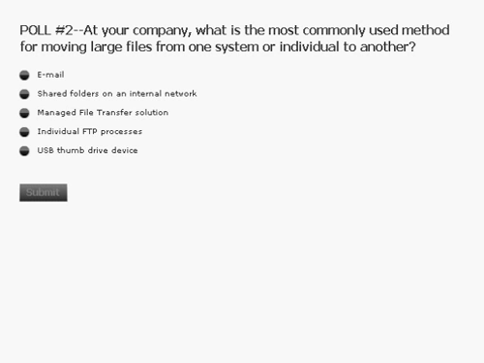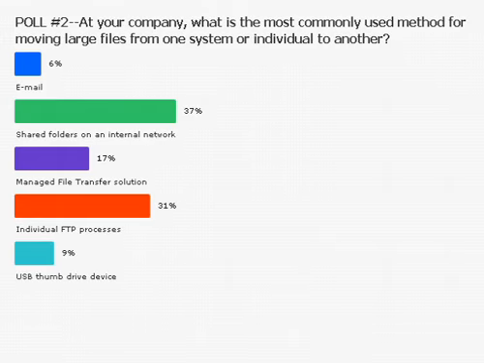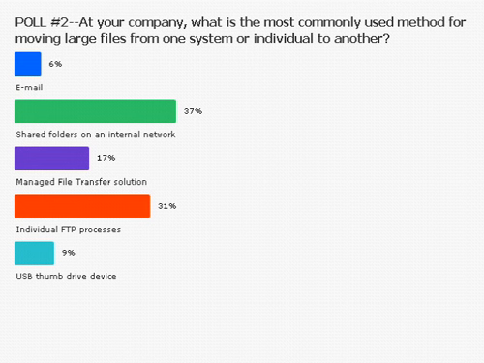Yes, please. Okay, so looks like a little over a third say shared folders on an internal network, and then about 31% individual FTP processes. Any thoughts along those lines? I would say that's pretty consistent with what we've seen, so there's no big surprises there.